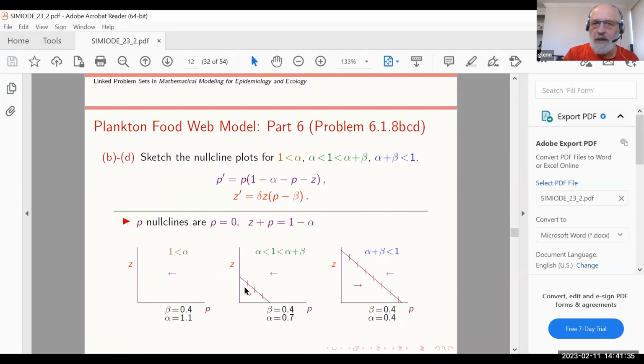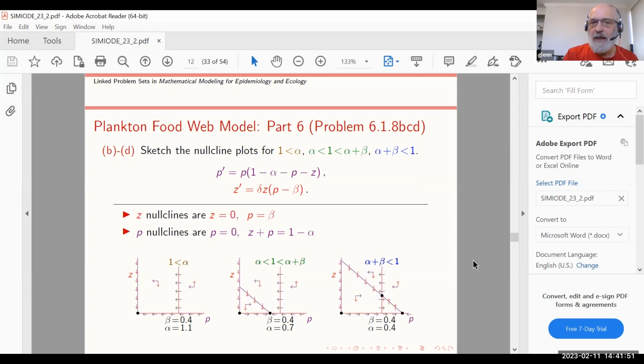If you're on the null line, then that means P is not changing, but Z is. If you're above the null line, P is decreasing, and if you're below it, Z is increasing. This is what you can learn from each set of null lines looked at individually. The real power comes when you combine them together, and then you get this full null line picture.